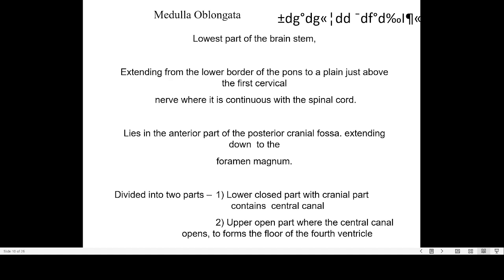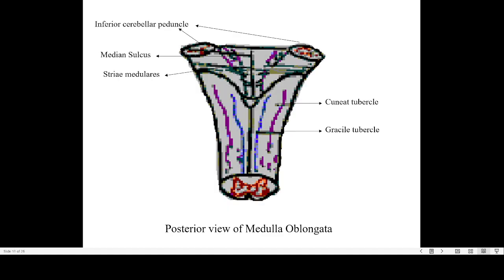So what will happen here? The upper portion is the open portion, which mainly forms the floor of the fourth ventricle, and the lower half is the closed part, which contains the central canal. That central canal is a continuation of the canal in the spinal cord. That is the important feature of this region.